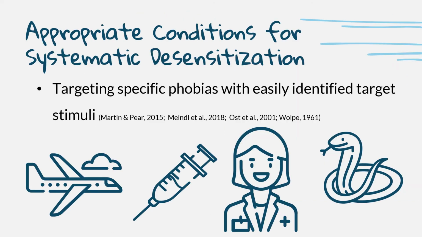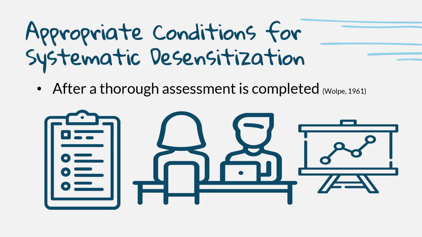It's important to note the appropriate conditions for the use of systematic desensitization. The first is that it's been demonstrated to be effective in treating specific phobias with easily identified target stimuli. In other words, phobias to specific, tangible objects or specific events. However, it's only appropriate after a very thorough assessment has been completed. The fear eliciting hierarchy must be highly individualized, otherwise intervention is not likely to be effective. This will allow for the stimuli to be organized from the least aversive to the most aversive.